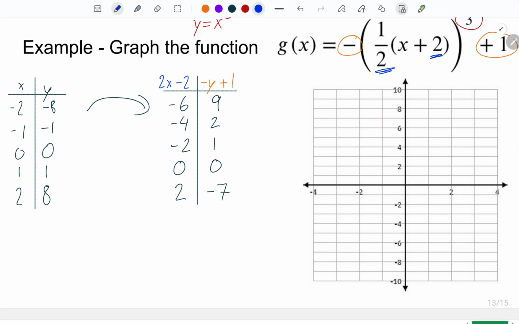We can't fit negative 6, 9. That's fine. We'll do negative 4, 2 as our first point then. Negative 2, 1, 0, 0, and 2, negative 7. Really the graph would have come from up above there. This is the flattening area, but it's stretched out horizontally, and then it goes down like that. And there we have it. That is our graph.